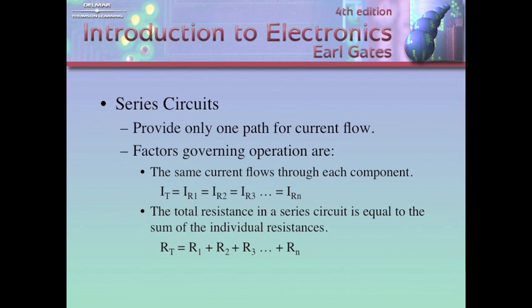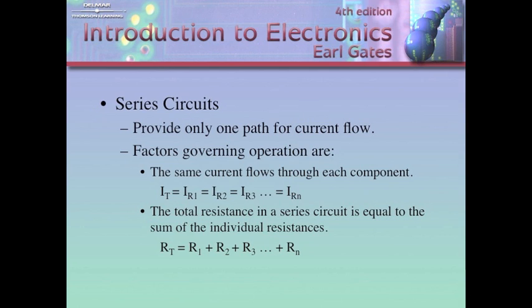In a series circuit, the total resistance is equal to the sum of the individual resistances. As you stated earlier, everything has resistance. So as you put different components together in series with each other, we begin to add that resistance up.